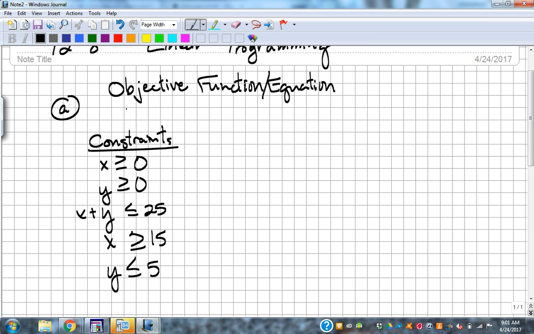All right, so you get what's called an objective function or objective equation. And the variables, like what it's equal to, it really doesn't matter what that letter is. They may have Z equals this, but the problem will have X and Y in it.